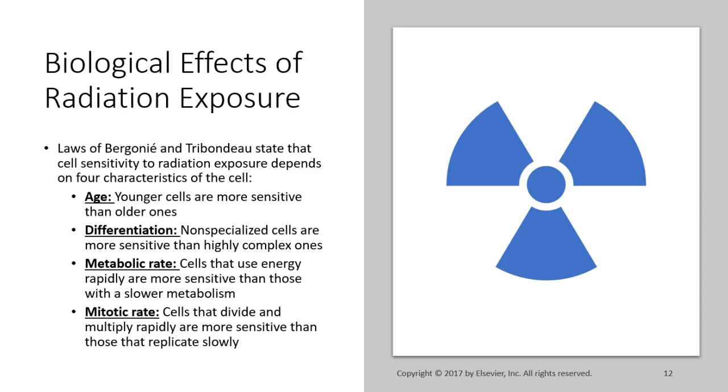So if we look at the age, younger cells are more sensitive than older ones. So babies, naturally, their cells are really young and they're dividing quickly. So differentiation is non-specialized cells are more sensitive than highly complex ones. Metabolic rate, cells that use energy rapidly are more sensitive than those with a slower metabolism. So with babies, they're growing really fast. So the young cells are sensitive along with the rapidly dividing cells. And the mitotic rate, cells that divide and multiply rapidly are more sensitive than those that replicate slowly.